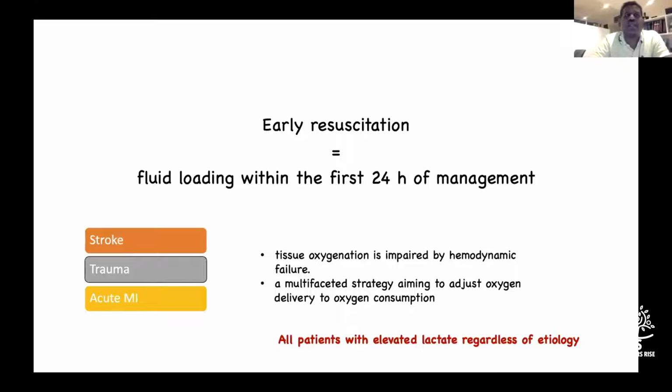So all patients with shock were treated with early resuscitation goals, and sepsis also, with elevated lactate regardless of etiology. That goes into the premise because tissue oxygenation in these conditions is impaired by hemodynamic failure, and you need a multifaceted strategy aiming at adjusting oxygen delivery to the oxygen consumption. There is a huge metabolic demand on the tissues, and the delivery of oxygen to the tissues is also impaired. So we are going to correct one part of that. We cannot correct the oxygen consumption in the tissue anyways.